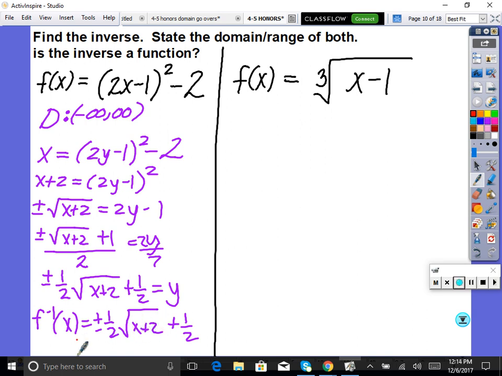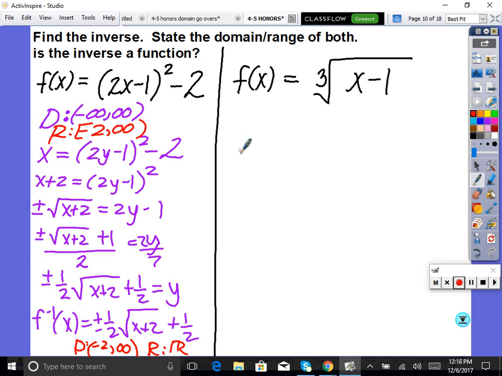So our domain here would be -2 to infinity. Well, look how nice that is. Then what was my range here? -2 to infinity. Then what's my range here? Yep, all real numbers. Okay, cool. Moving on. Does that make sense, everybody? Okay, let's do another one.